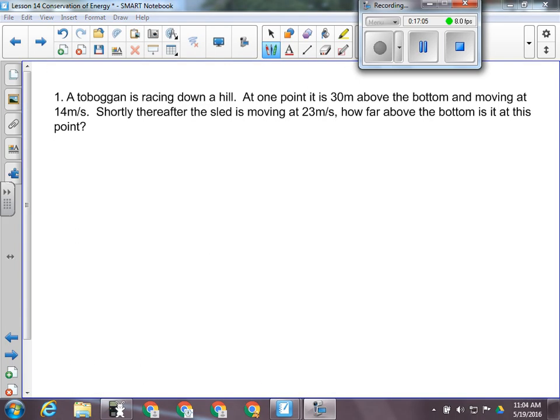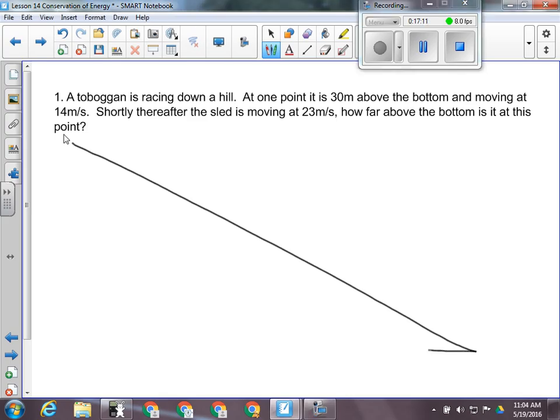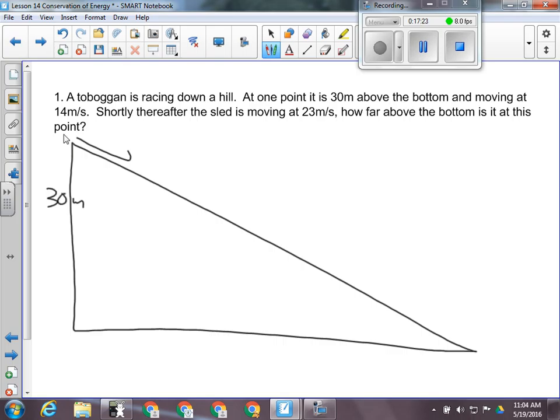Okay? It's very similar to what we just did. It's just not a roller coaster, it's a toboggan. Okay? So here's our hill. There's the toboggan. The top of the hill is 30 meters higher than the bottom, and it's moving at 14 meters per second. So I guess not quite the top of the hill, but it's somewhere higher than the bottom of the hill.